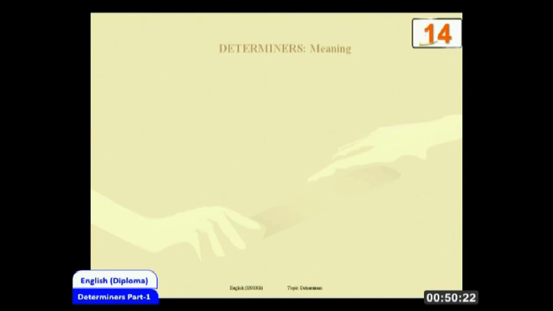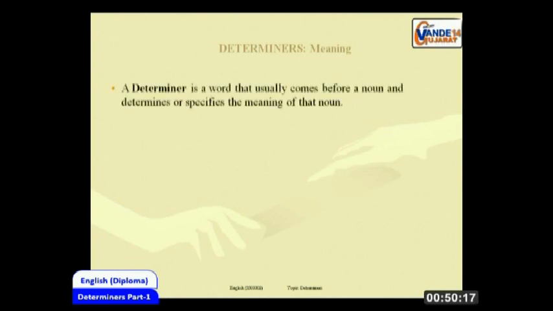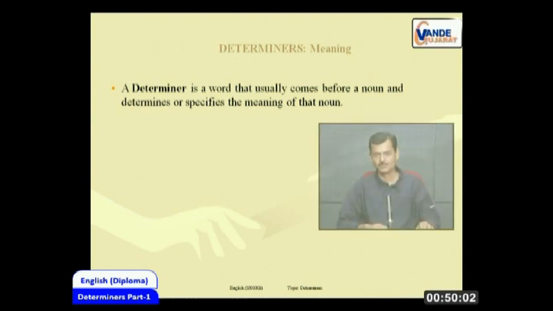First of all, we will know what do we mean by determiners. A determiner is a word that usually comes before a noun and determines or specifies the meaning of that noun. As the word itself suggests, determiner means it determines something. To put it very simply, it decides something. What does it decide? It decides the meaning of a noun which comes before it. So in that way we call them determiners.